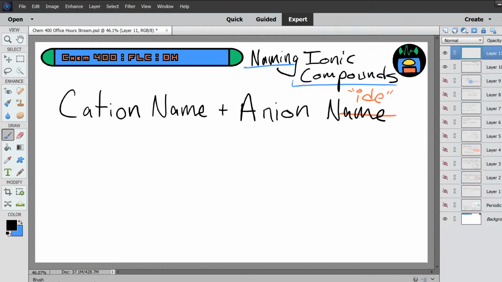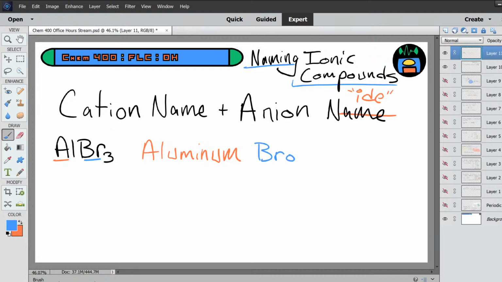So, for example, if you were asked to name this ionic compound, and we know it's ionic because we're pairing a metal together with a non-metal. All right, our cation name is aluminum. Our anion, our negative ion, is made up of bromine. But then to get our name right, we switch that ending to an "ide." So it's just aluminum bromide.